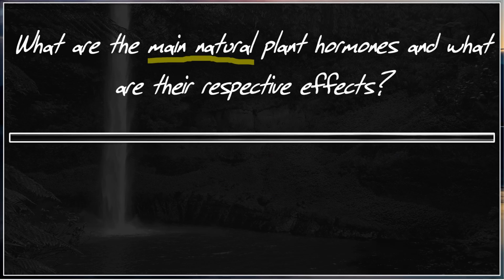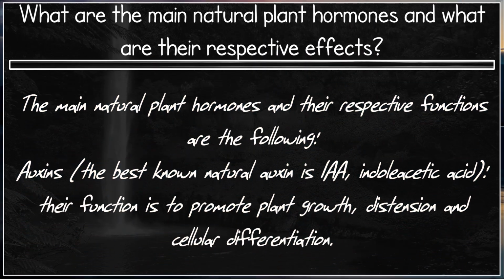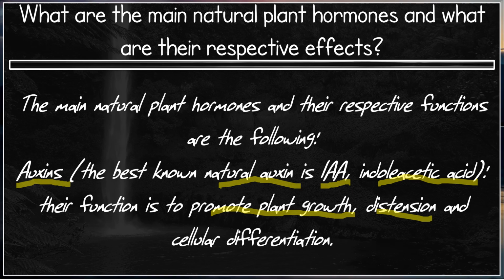What are the main natural plant hormones and what are their respective effects? The main natural hormones and their respective functions are the following. We have auxins. The best known natural auxin is IAA, indole acetic acid. Its function is to promote plant growth, distension, and cellular differentiation.